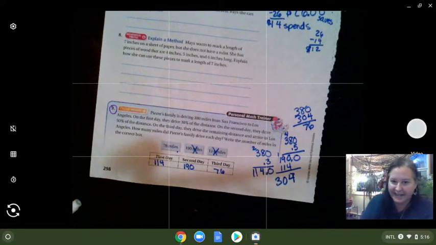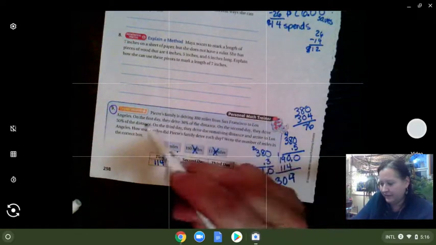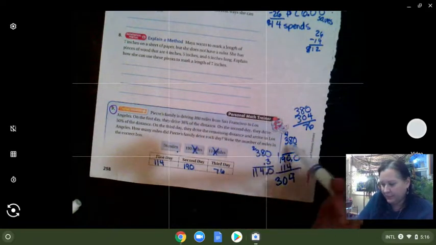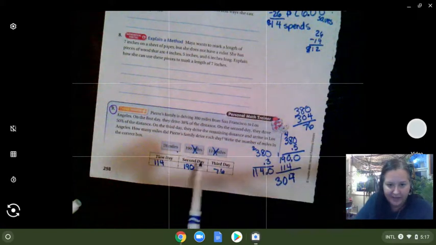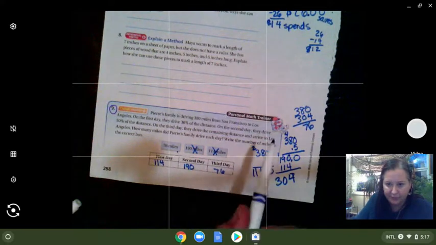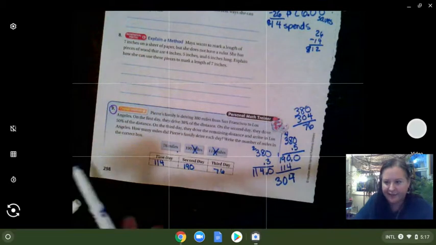So we're just taking that 380 and doing 30% of it, 50% of it, and then the remaining distance you figure out using addition for the 2 days. You add the number of miles for the 2 days, the distance that they went, and subtract from the total amount. You'll get 76 miles on the third day.